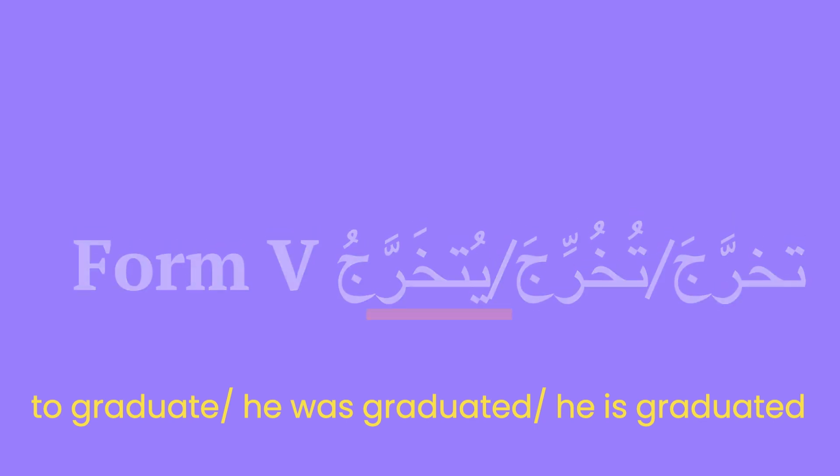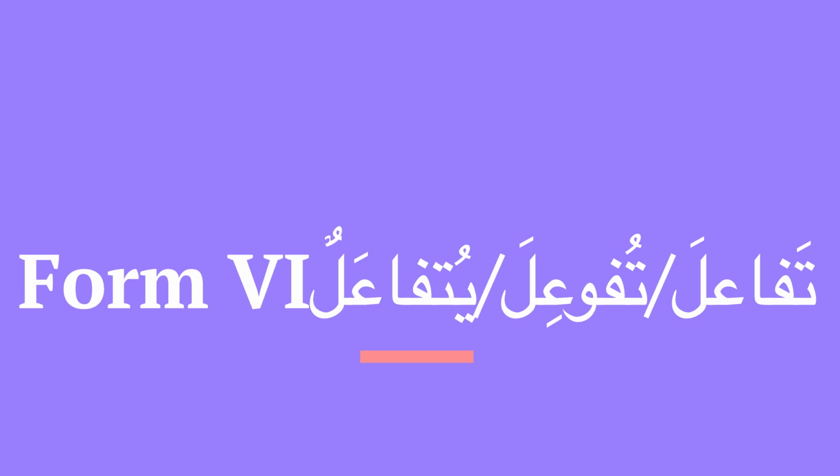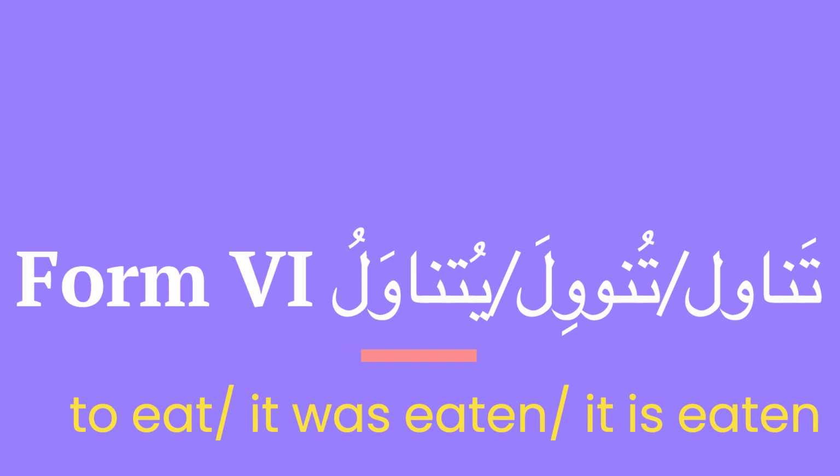Form 6 verb: تفاعل, تفوعل, passive voice past tense. يتفاعل, passive voice present tense. An example: تناول, تنوول, يتناول, to eat, it is eaten, it was eaten, تنوول, يتناول, it is eaten.